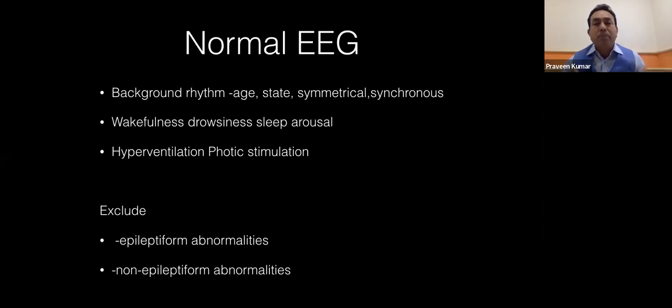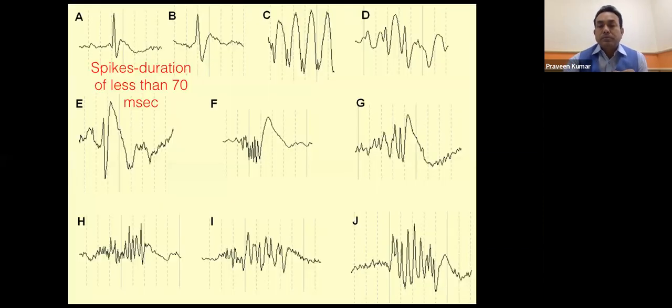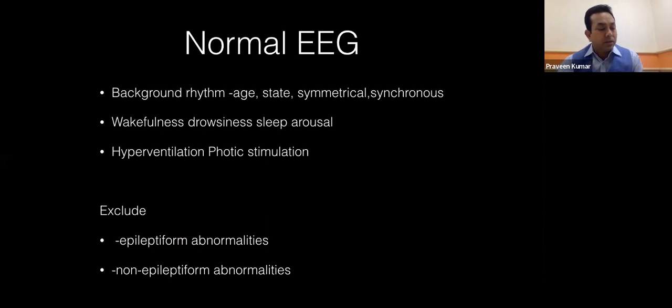So for a normal EEG, in the background rhythm you have to talk about the age and the state, sleep or awake. It is symmetrical on both sides and synchronous on both sides. Wakefulness, sleep, arousal. Normally, in children it becomes difficult to pick up the arousal part, and sometimes the drowsiness part also. And then hyperventilation and photic stimulation. So this is about the normal EEG. I think we're just within time. And then we'll have the second part as an abnormal EEG.